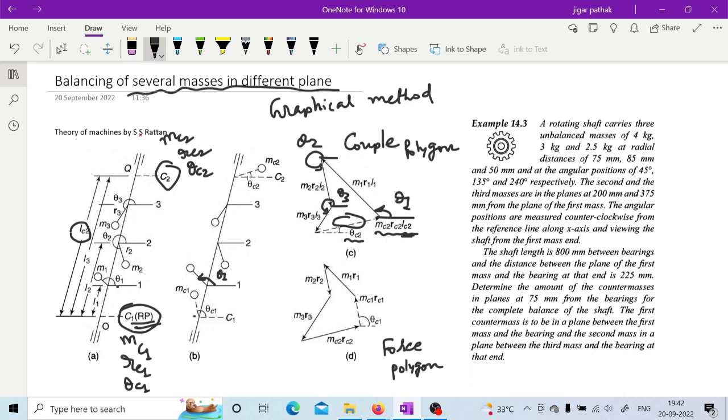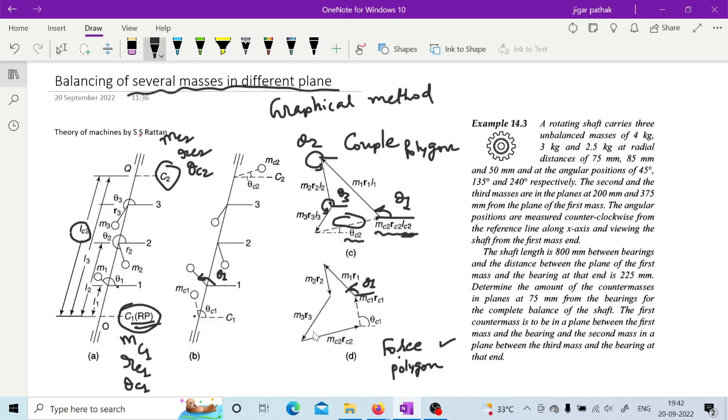Now once you have MC2 and RC2, you can draw the force polygon, because you don't yet know the mass required in plane C1, right? For that you again start with M1 R1 at angle theta 1, as you have seen in the couple polygon. The same procedure you will follow, but here you will consider the magnitude of force. That is why it is known as the force polygon.